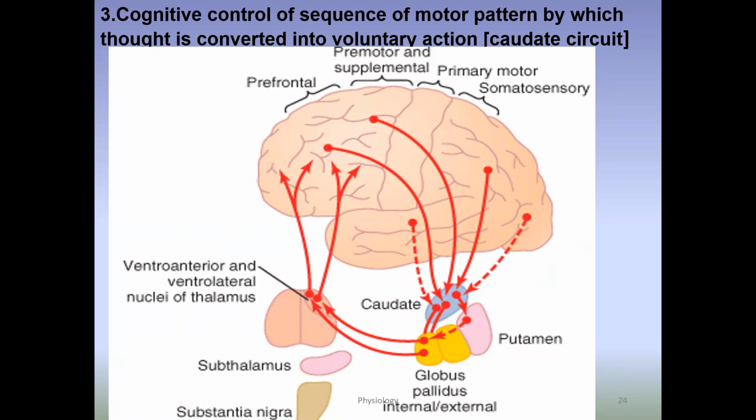Whatever information you have stored in the brain and whatever sensory input is there, that sensory information and the stored memory are helpful to generate or to think about that particular activity. For example, if you go in the forest and a lion comes in front of you, you have options. You can climb the tree, or you can run away from that situation. That is the thinking process of the brain. So that thinking process is done because of this caudate circuit.